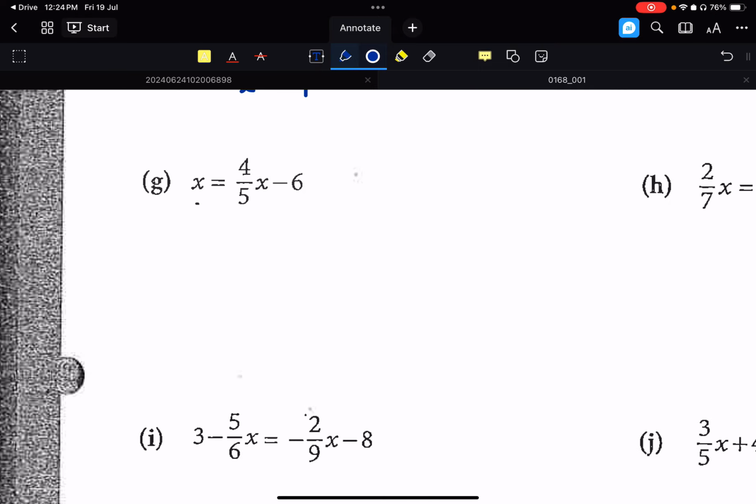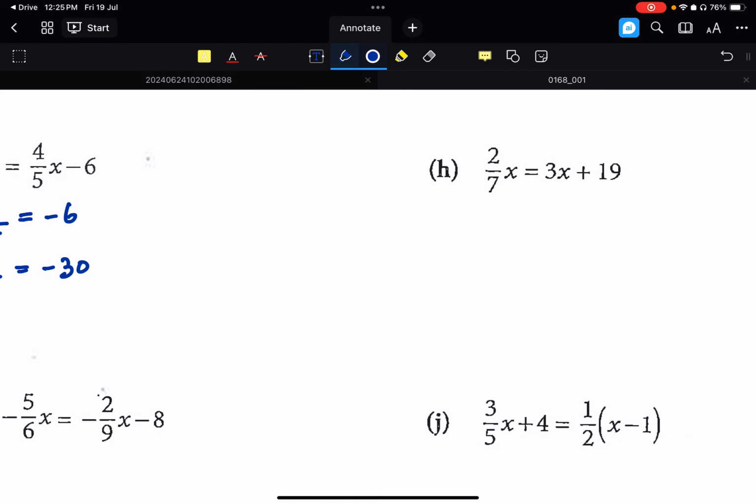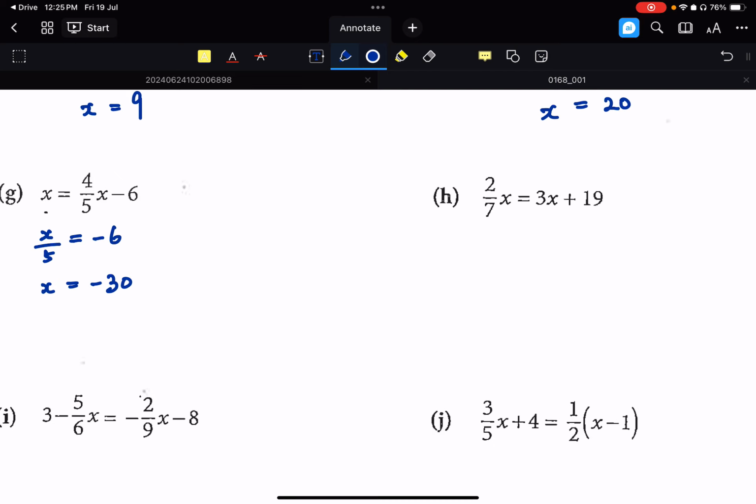Okay, now over here, all we need to do is subtract 4/5 x on both sides. So I'll just end up with this situation, right? So my x equals negative 30. Okay, over here, 2 sevenths. So it's safer to use a calculator here to help. 2 sevenths minus 3, right? We will have negative 19 over 7 x equals 19.